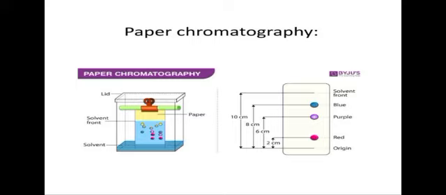This is the picture of paper chromatography. In this process we do paper chromatography. The paper is used, along with a solvent and lid. On the paper we have the origin, red, purple, blue, and the solvent front. These are the parts of paper chromatography.